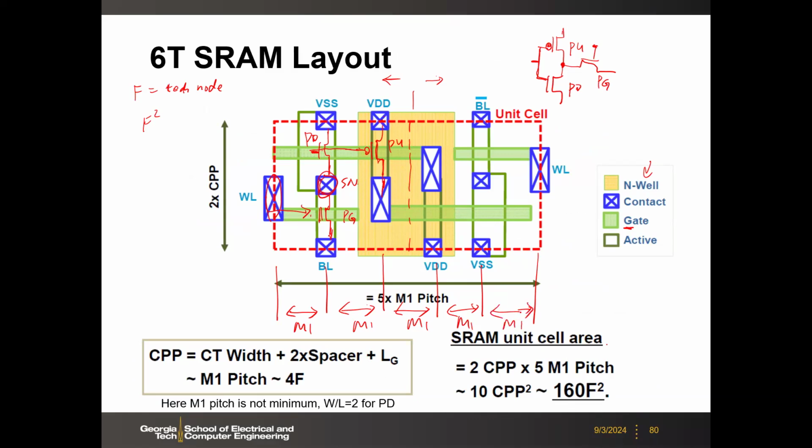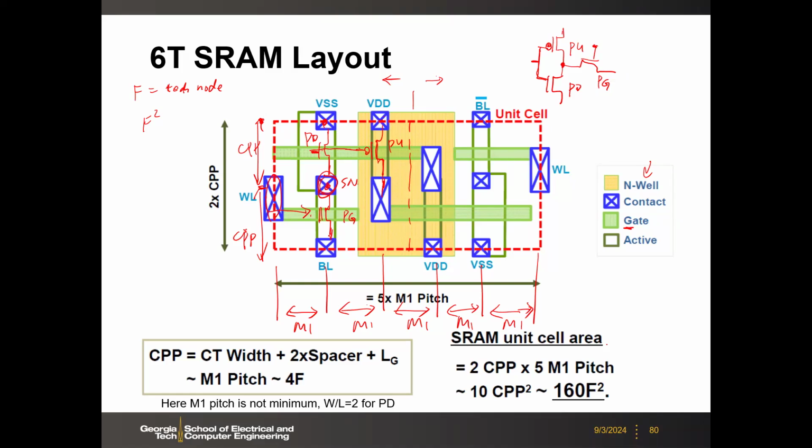And then on the vertical side, you have 2 CPP. Why? This is the source and drain of the transistor, right? You have 1 CPP and then another 1 CPP here. So by the way, the layout I show here is rotated by 90 degrees if you compare to what we showed earlier for the logic standard cell.